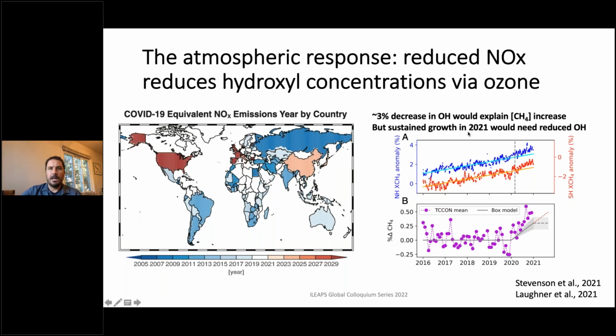2020. But what appears to be happening in 2021 is that we're headed for another year of large increases in methane concentrations. And so it's interesting to think about how likely this decrease in atmospheric OH would be, given having multiple years of large increases in atmospheric methane concentrations.